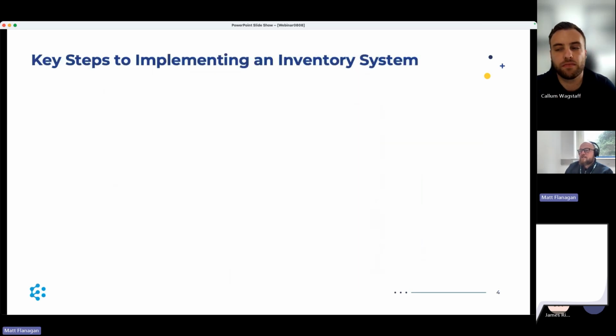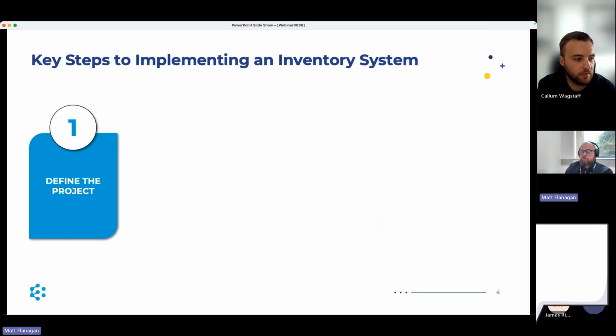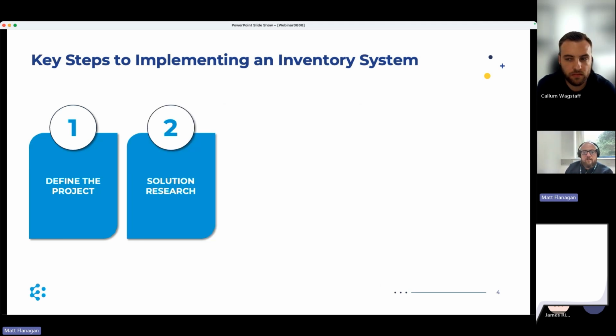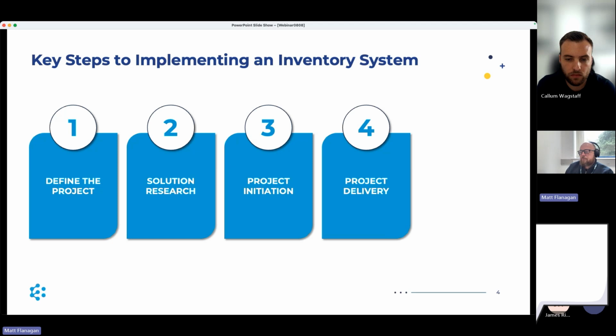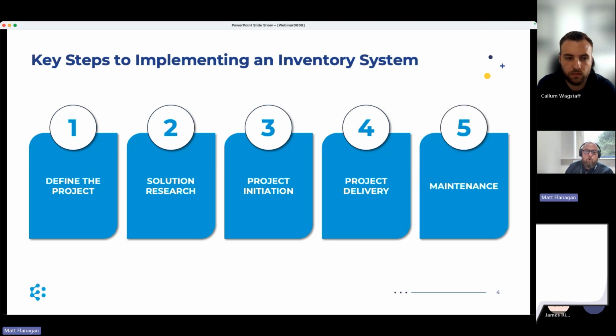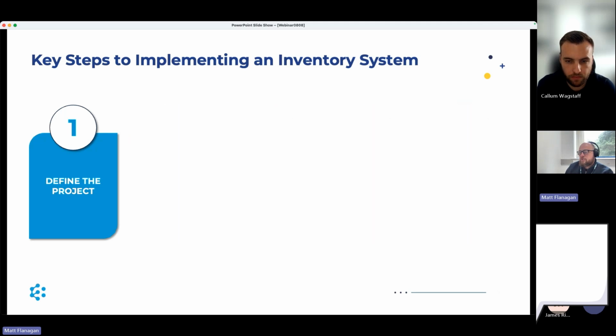Key steps to implement an inventory system. 1, define the project. We're going to go through these in a bit more detail. 2, solution research, which I think is a really important part that we need to just have a run through. Project initiation, project delivery, and then maintenance, what you do after the project's in play and the client's working with it. So let's go into defining the project.